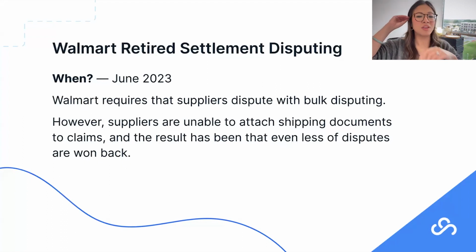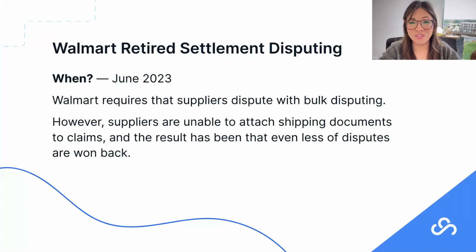But when they retired settlement, Walmart did not require, but recommended that suppliers utilize something called MDC, or mass dispute. Essentially that was supposed to be Walmart's solution for taking away settlement. They basically said, hey, you can use this MDC process. It allows you to submit 500 claims at once. But what they failed to also share is that when you use the MDC process, yes, you can bulk submit 500 claims at once, but you cannot attach any proof documentation with those 500 claims.